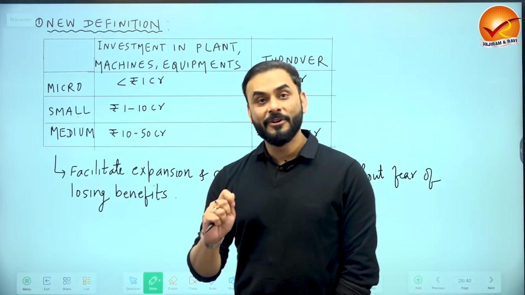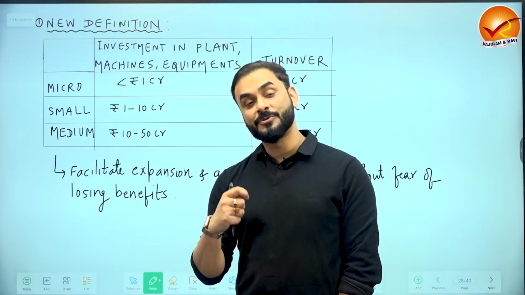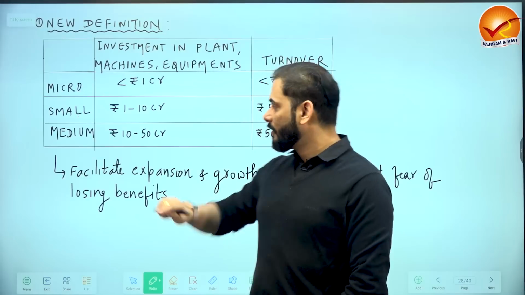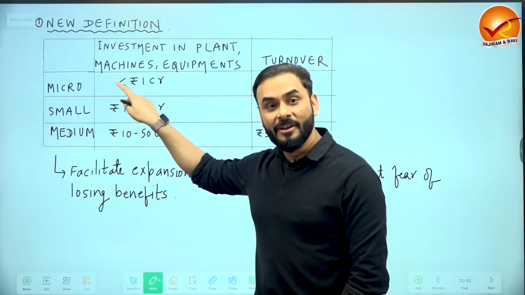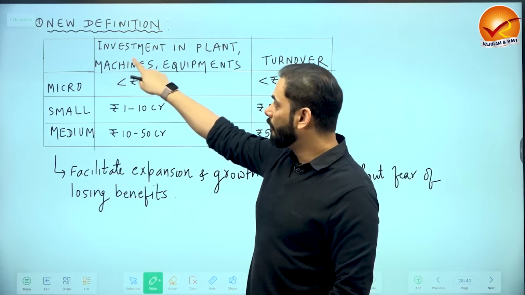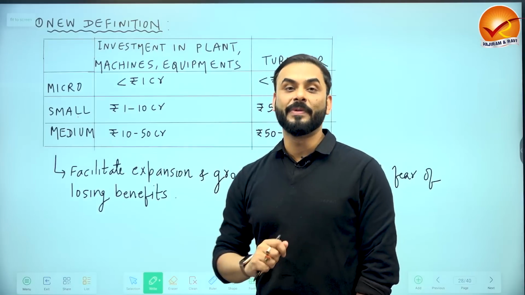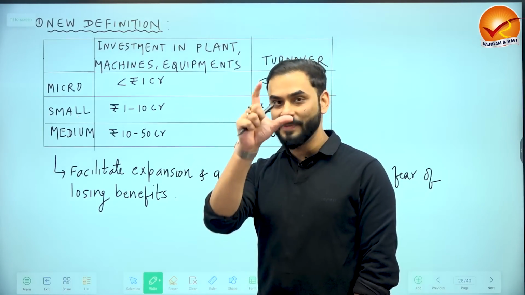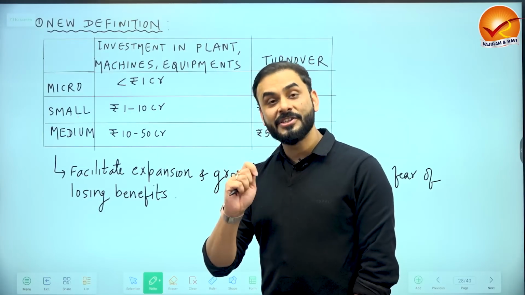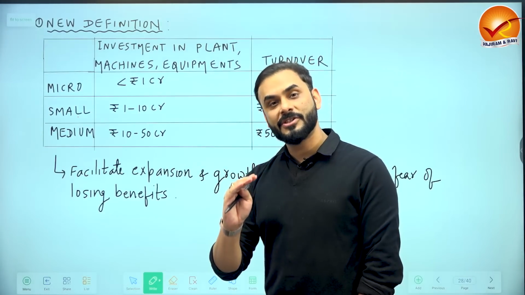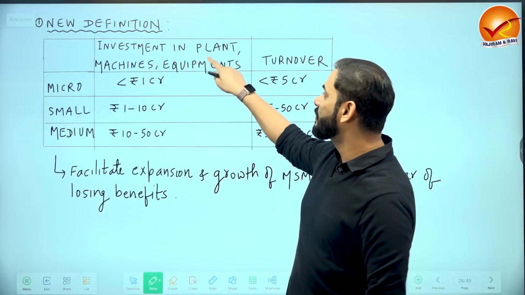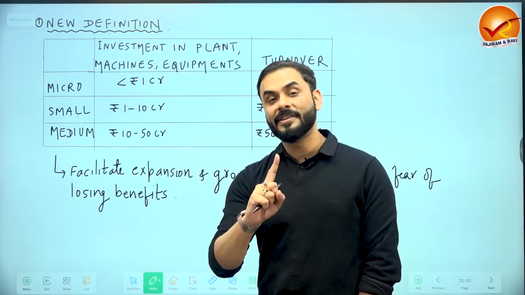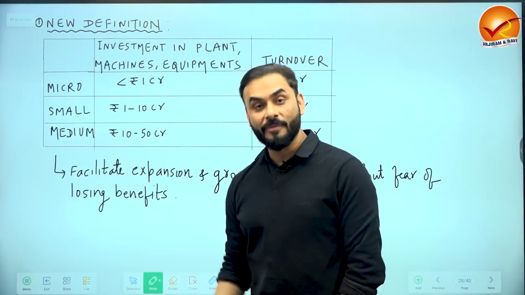Now how do you decide whether an industry is micro, small or medium? It is decided based on 2 parameters. Number 1, what is the investment level by this industry in plants, machines and equipment? So whenever you create a factory, do you buy machines, equipment? Yes. Plants means that factory. So whatever is the investment level in plants, equipment and machines, that is one of the criteria to check whether the industry is micro, small or medium.